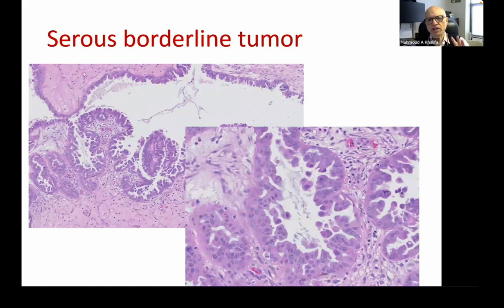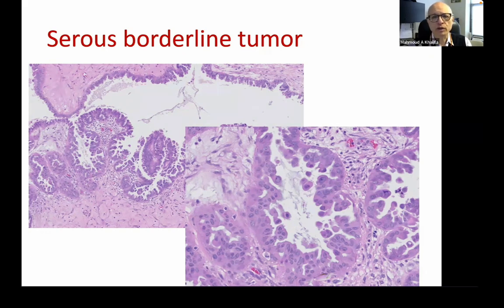Borderline serous tumor is an important diagnosis because this tumor typically is seen in younger patients, and once they get the diagnosis, typically what happens is that this patient had an ovarian cyst and she is young, so the gynecologist goes there and does just a cystectomy to preserve the patient's fertility and sends it to you, and then you send them back the report as borderline serous tumor.